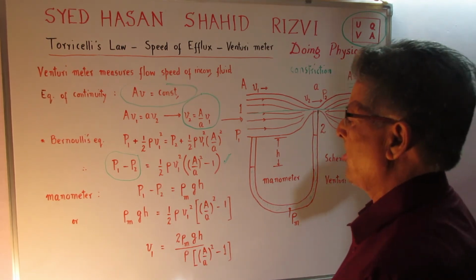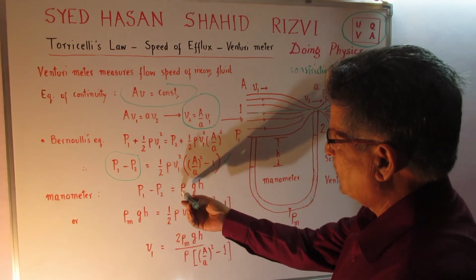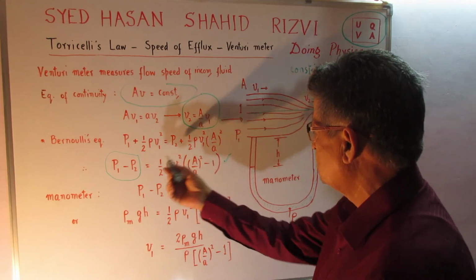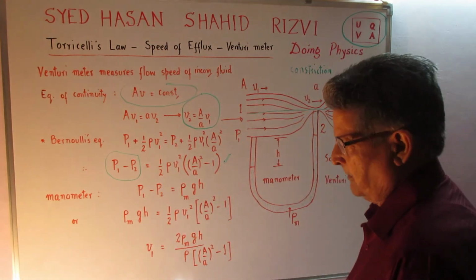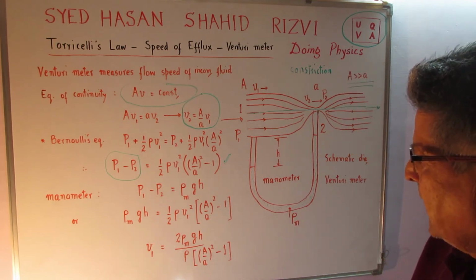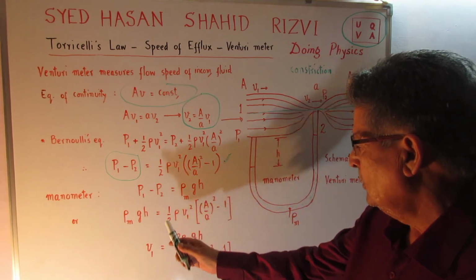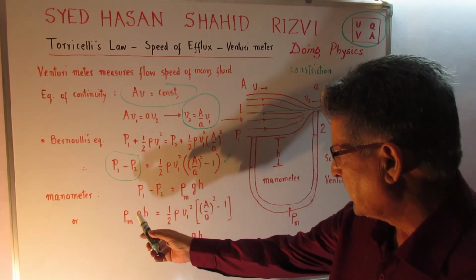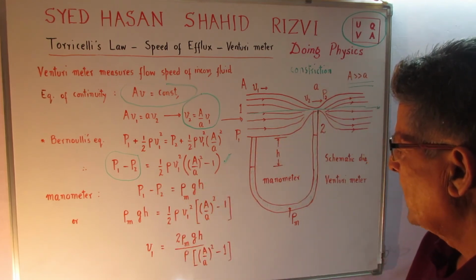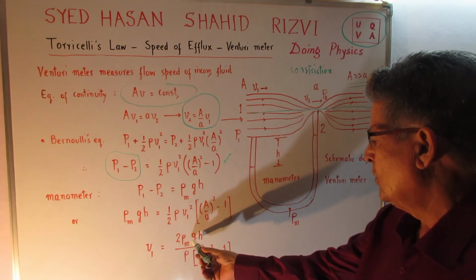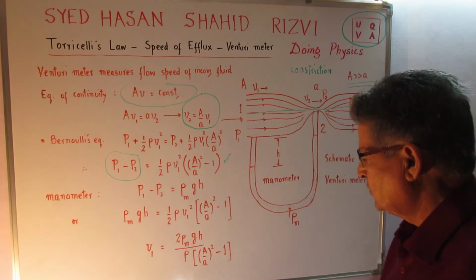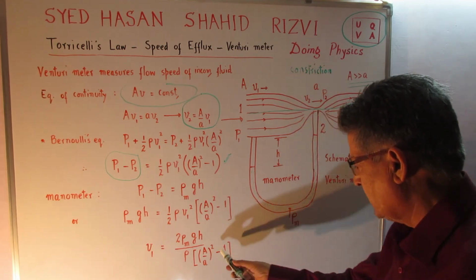ease of application. So P1 minus P2 is equal to rho m g h, and I can substitute, therefore rho m g h will become equal to this quantity which I have written over here. If I rearrange the terms, then V1 becomes equal to, I multiply by 2 and divide by rho. So what I get is this one: square root of 2 rho m g h upon rho into ((A upon a)^2 minus 1).